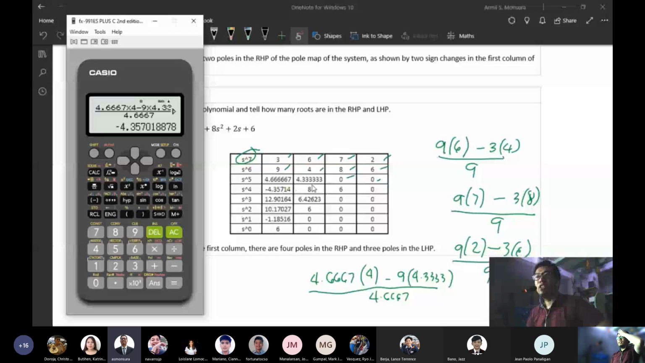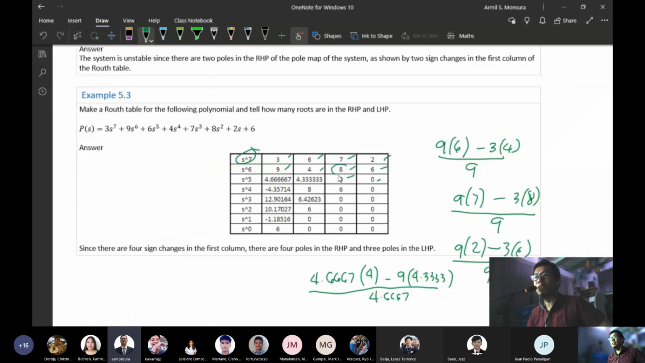Okay. Then, next, ito yung sinasabi ko sa inyo na kapag 0 naman ito, pwede ninyong ibaba na lang dito. So, since 0 naman to, pwede nyo ibaba yan. Kasi ganito mangyayari dyan. The computation there is 4.6667 times 8 minus 9 times 0 divided by 4.6667. So, magsisira naman to, tapos magka-cancel ito. Kaya may iwan doon 8. Okay, kaya ito rin yung magiging 8 dito.